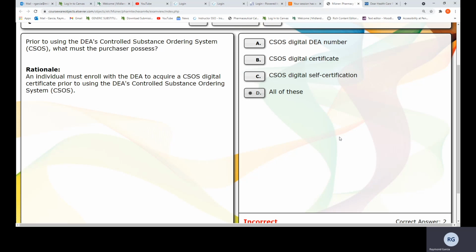Let's see. An individual must enroll with the DEA to acquire a CSOS digital certificate prior to using the DEA's Controlled Substance Ordering System. So, just a certificate. The company will already have a DEA number, and there is no digital self-certification.